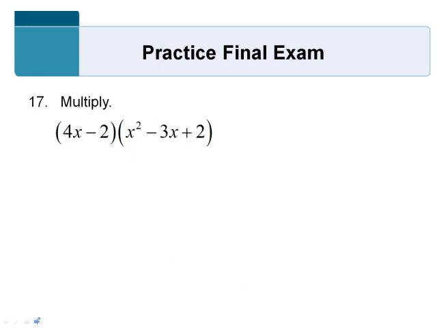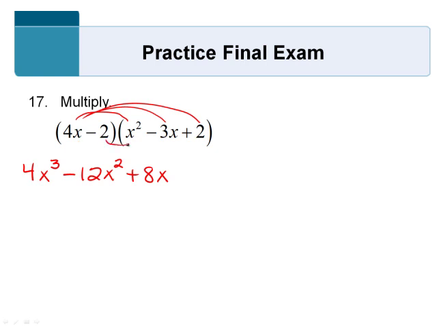All right, number 17. This is a lot of multiplying, because what you're going to do is take 4x and multiply it by every single term in the second parentheses. Okay, so let's look at doing that. So 4x times x squared is going to be 4x to the 3rd, because remember you add your exponents. And then 4x times negative 3x is going to be negative 12x squared. And 4x times 2 is positive 8x. All right, we're done with the 4x.